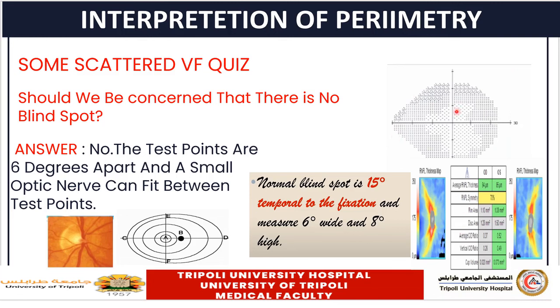And usually the presence of the blind spot helps us differentiate the 24-2 from the 10-2 perimetry map. When you look at the 10-2, you will not find the blind spot. This is one of the features. But in the 24-2, the first thing that you will find is the blind spot. If you find the blind spot, then this is 24-2. Another thing is the nasal step. Okay.